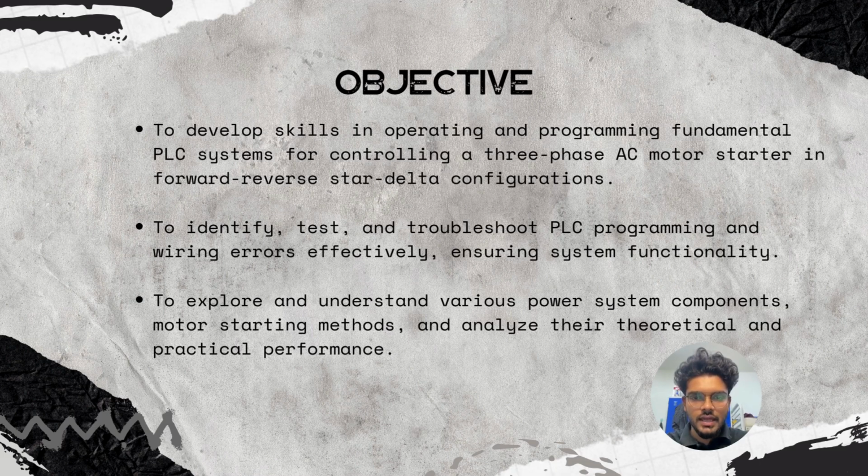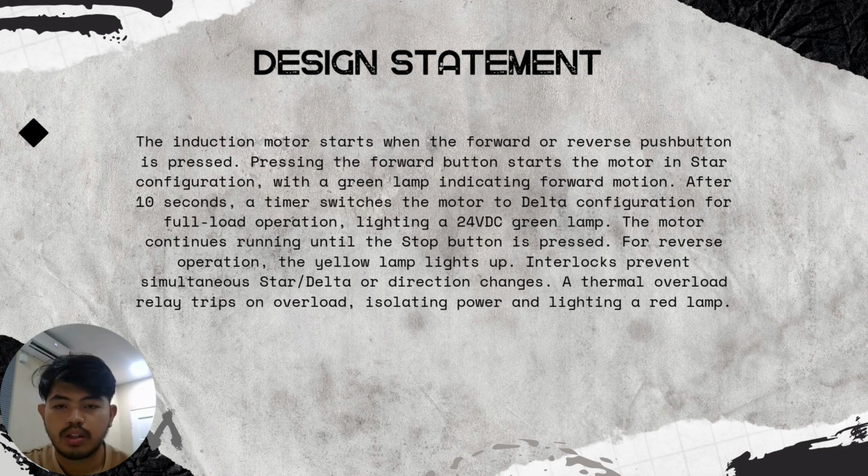So our objectives were to develop skills in operating and programming a fundamental PLC system for controlling a three-phase AC motor starter in forward, reverse, star delta configuration; to identify, test and troubleshoot PLC programming and wiring errors to effectively ensure system functionality; and to explore and understand various power system components and motor starting methods, and analyze their theoretical and practical performance.